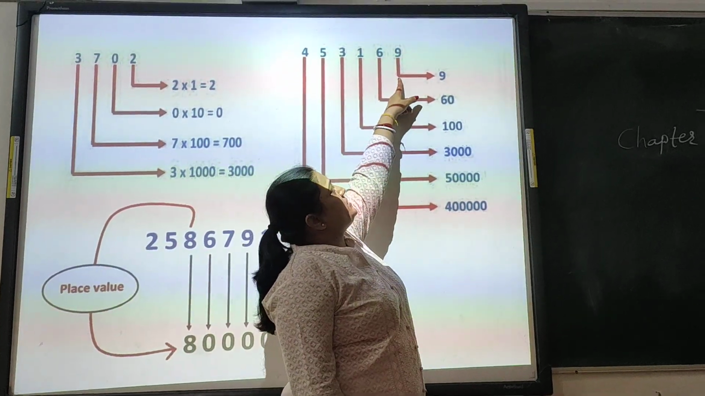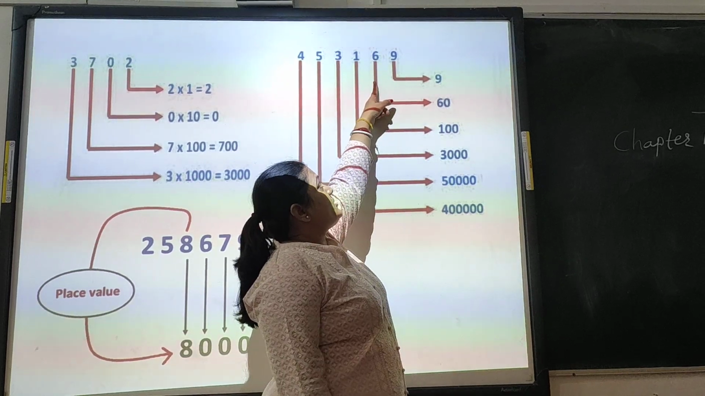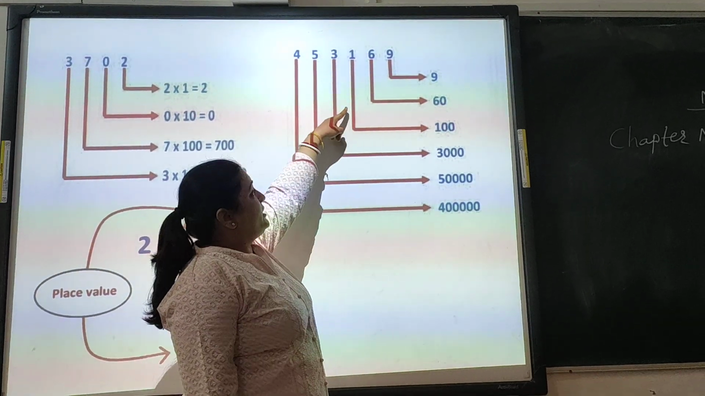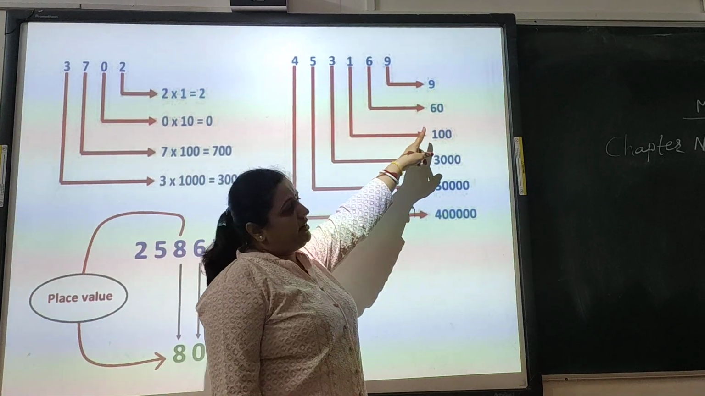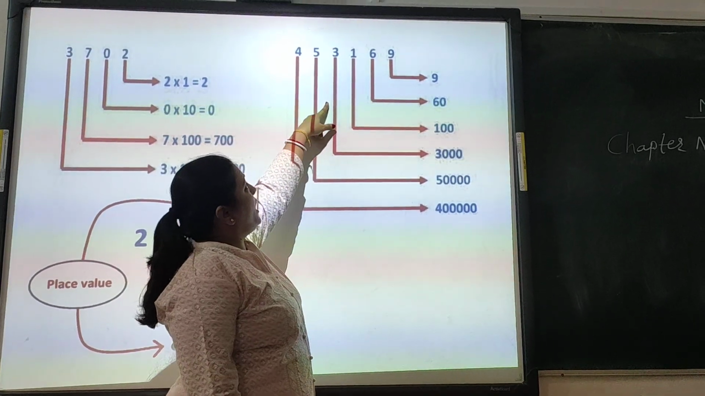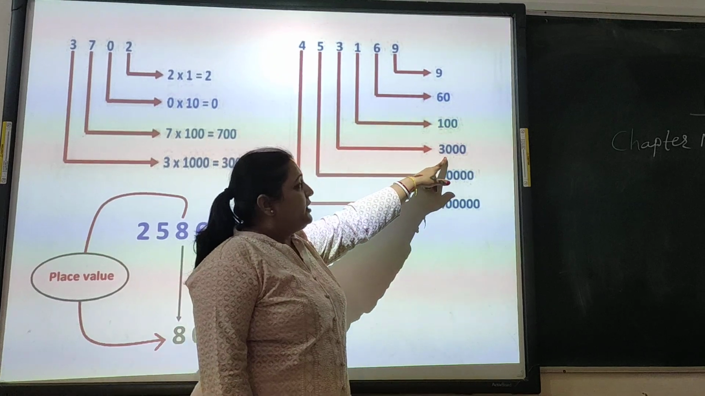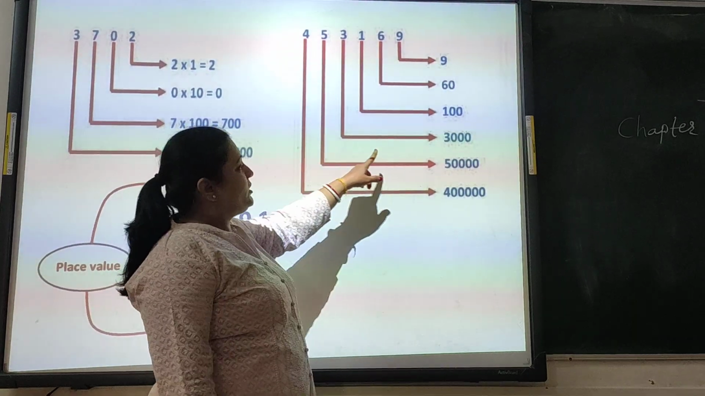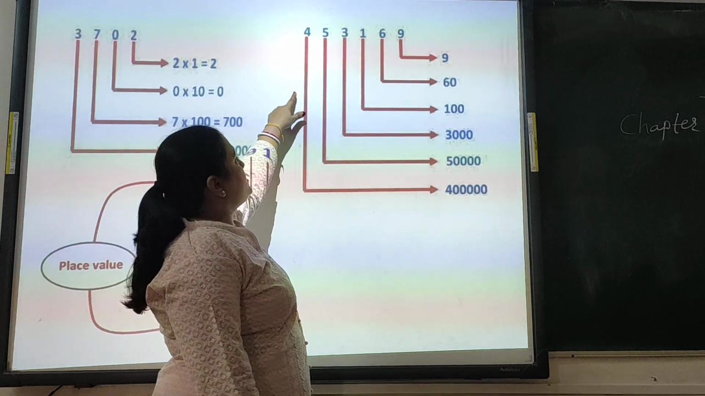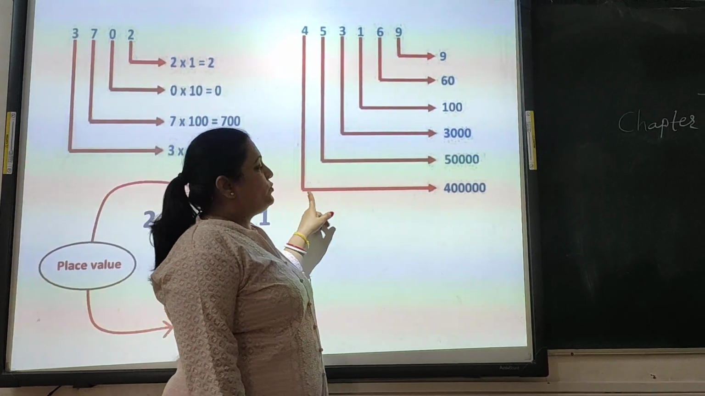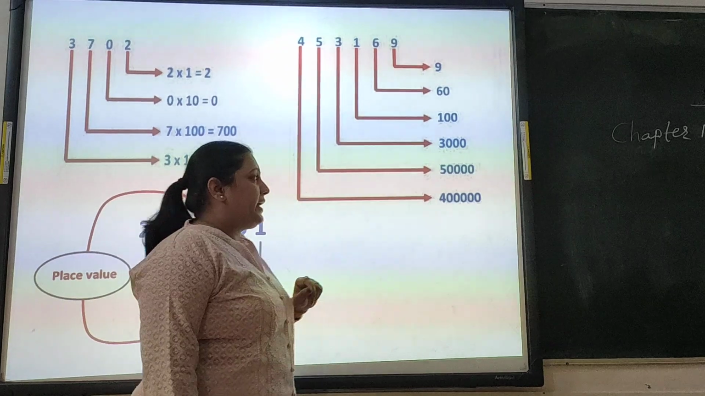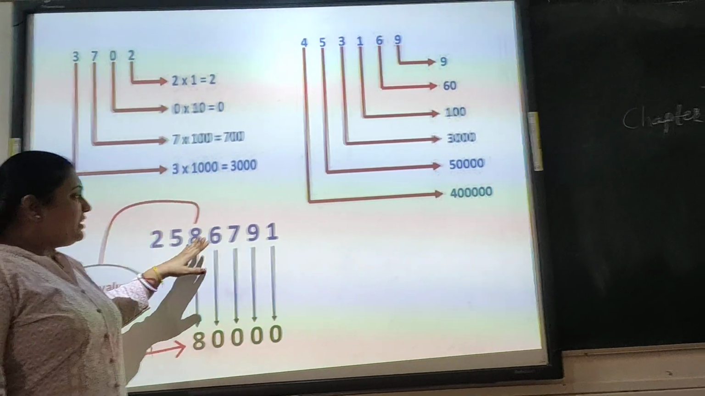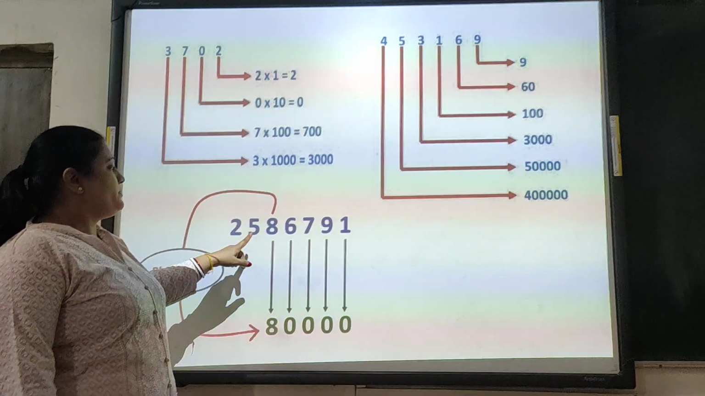How? See, ones place is 9 into 1, 9. 6 is on the tens place, so 6 into 10, 60. 1 is on the 100 place, so 1 into 100, 100. 3 is on the 1000 place, so 3 into 1000, 3000. 5 is on the 10,000 place, so 5 into 10,000 is equal to 50,000. And 4 is on the lakh place, so 4 into lakh means 4 lakh. Okay, now see here, this is the 7-digit number. What is the number?